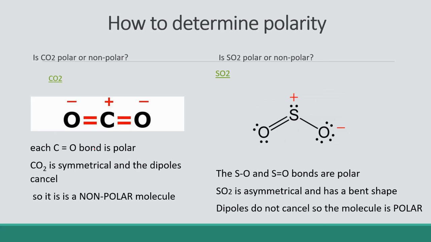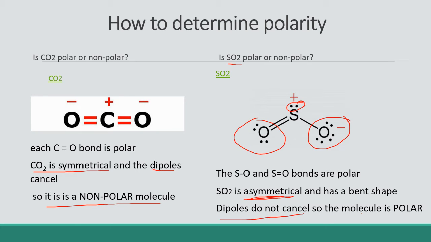Is carbon dioxide polar or non-polar? Each carbon-oxygen bond is polar. However, carbon dioxide is symmetrical and the dipoles cancel, so overall it is a non-polar molecule. Compared with sulfur dioxide, which has this lone pair here, so that you get slightly negative ends of the molecule and slightly positive. It's asymmetrical. Look out for those lone pairs. That makes it asymmetrical, and the dipoles do not cancel, so the molecule is polar. That's not me crossing it out, that's just me trying to underline that the molecule is polar.